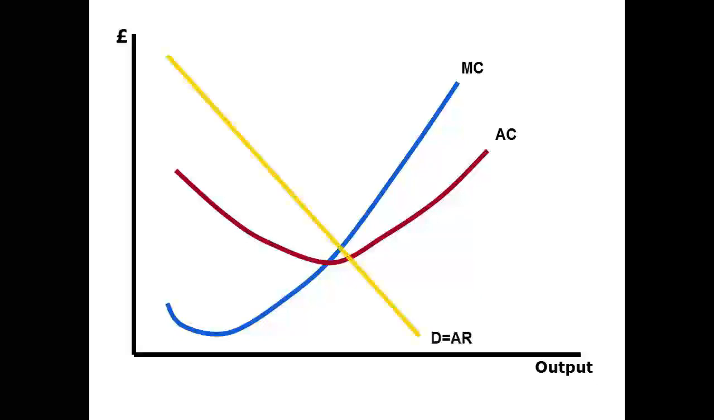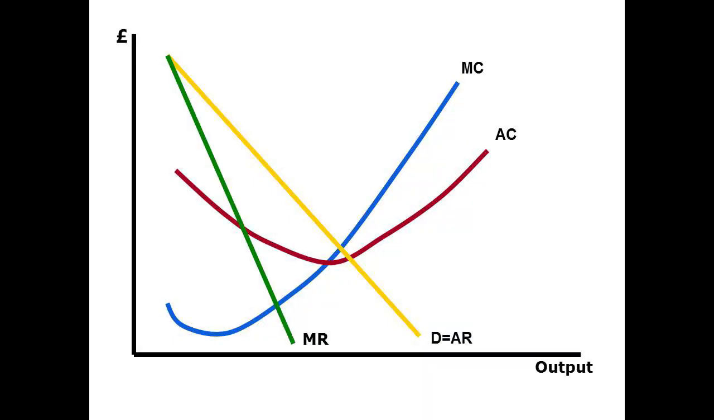Like this, we have D equals AR for average revenue. And the marginal revenue curve is also downward sloping, and it's twice as steep. So it starts at the same point, downward sloping, twice as steep. There's a mathematical proof you don't need to know, but it's true that it's always twice as steep compared to the demand equals average revenue curve.